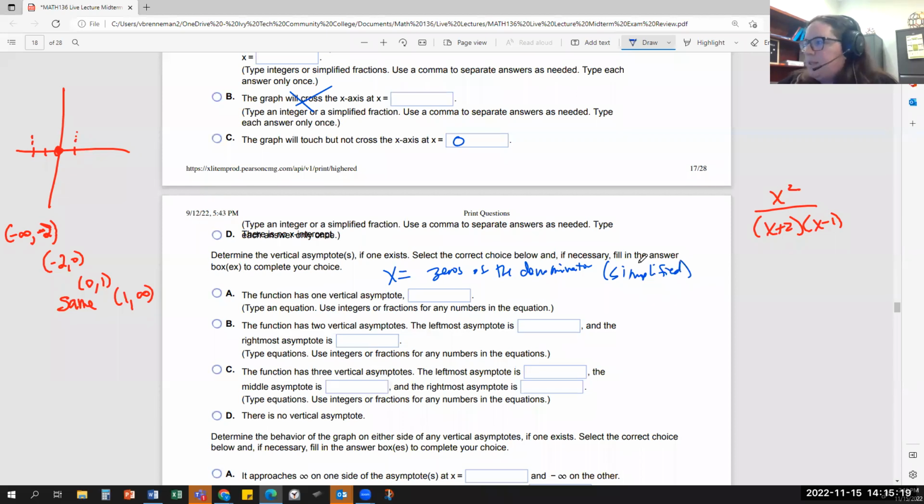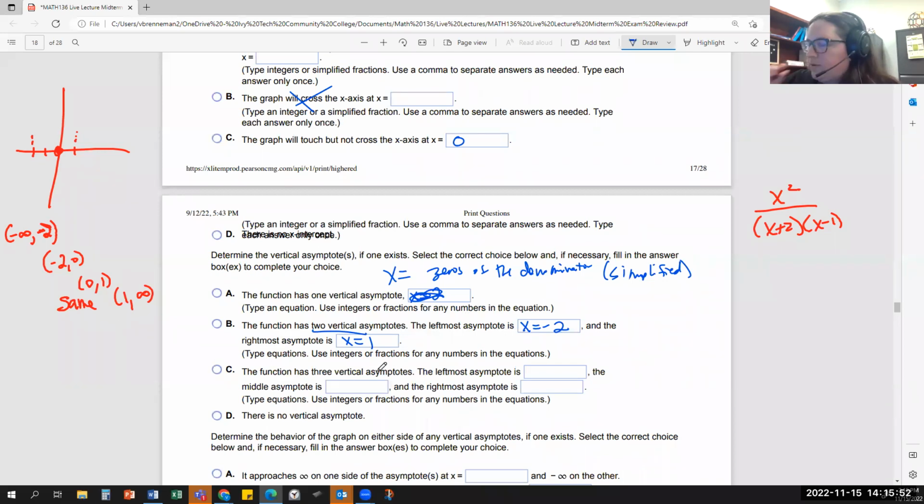But in this case, nothing simplified. It's just going to be x equals 2. Sorry, it's separate. So it has 2, -2 and 1. And so we're going to go with 2 vertical asymptotes. And we want to go left to right, so starting with x equals -2, and then x equals 1. You have to be a little careful there of not just coming up with the formulas, but putting them in the right place where it wants those.